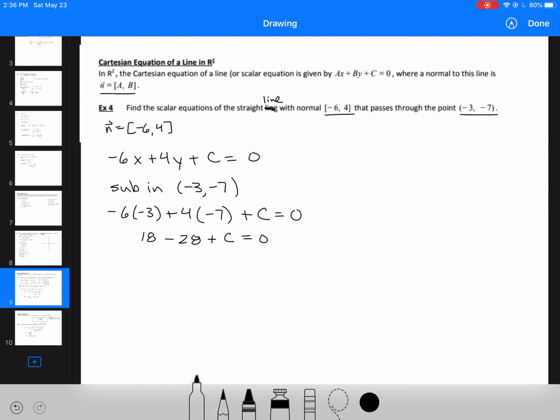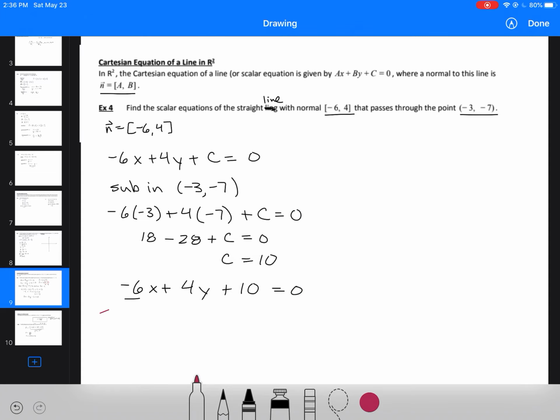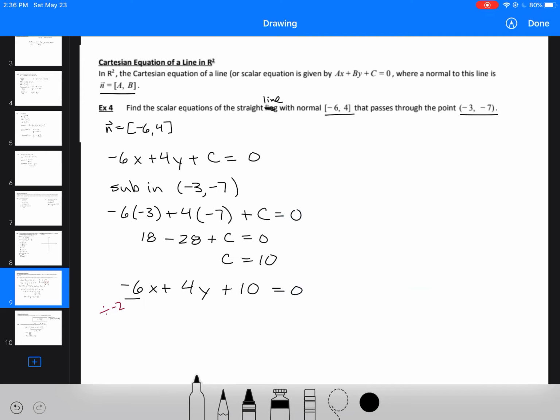So now we have our standard form of the equation of the line as minus 6x plus 4y plus 10 equals 0. Now hold on, we need this coefficient to be positive. So what we can do is divide each term by minus 2. So minus 6 divided by minus 2 is 3x minus 2y minus 5 equals 0, which is our final answer for the equation of a line.